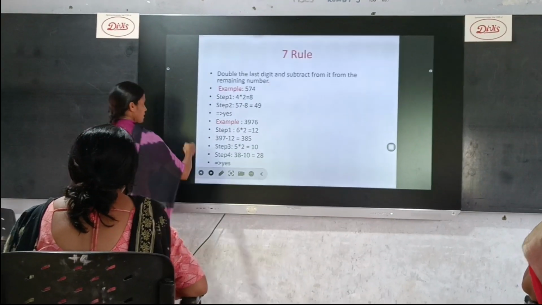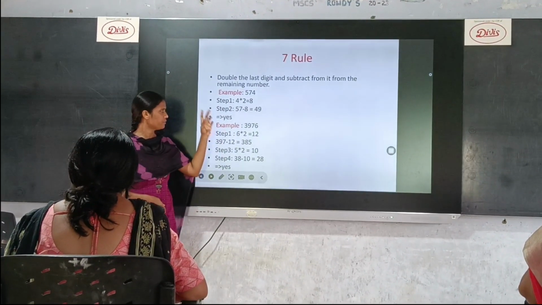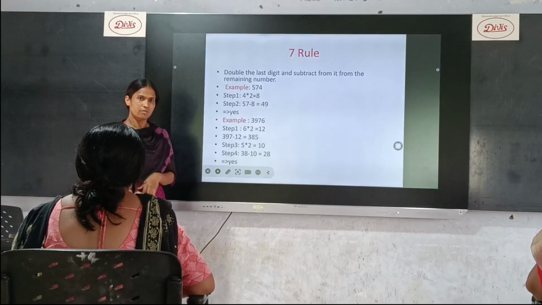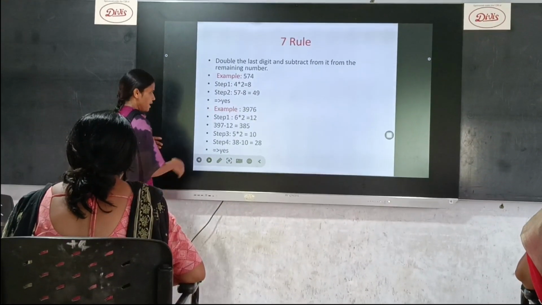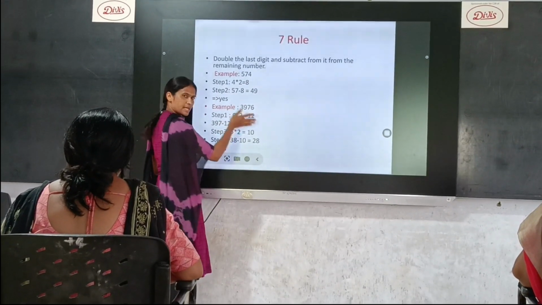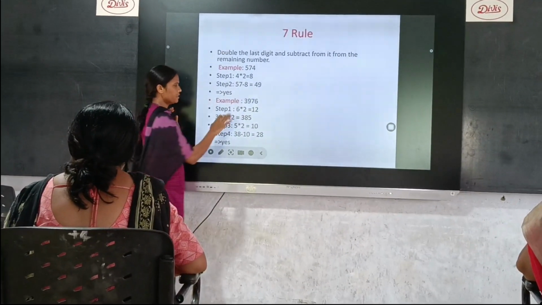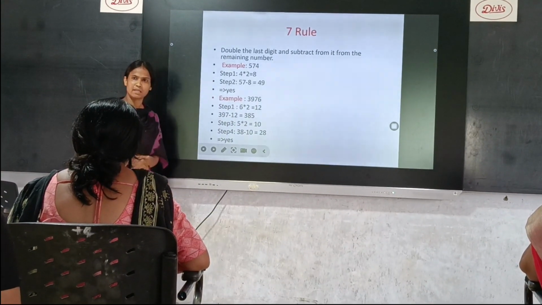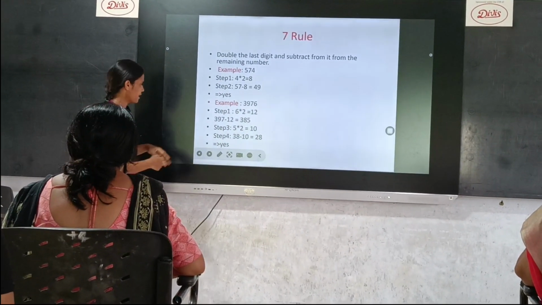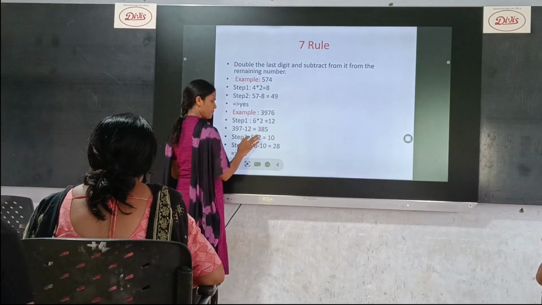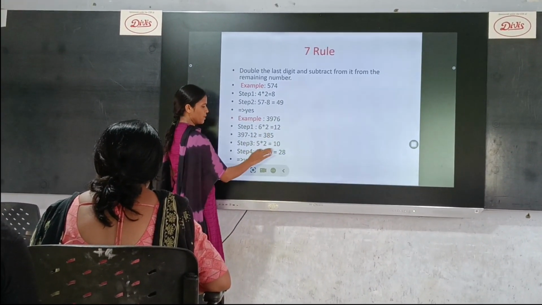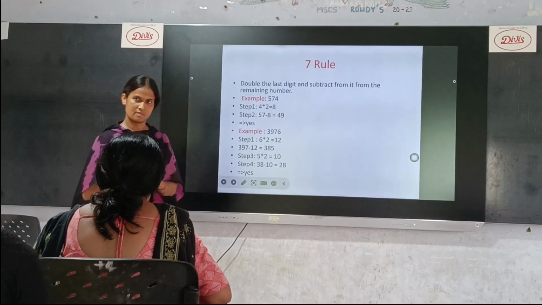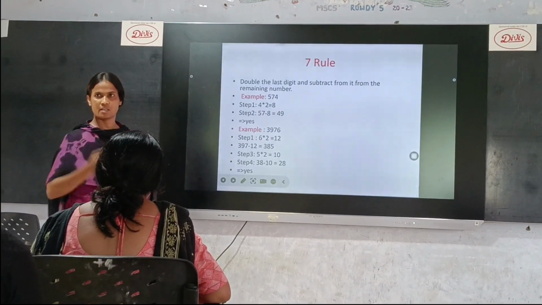Okay. Now, if it is 3 digits or 4 digits, how do we take it? Same, the last digit. Double the last digit, and 395 minus 12 is 385. Again, it is a big number. So again, the last digit is 5 into 2, 10. 38 minus 10 is 28. 28 is in the 7 table.